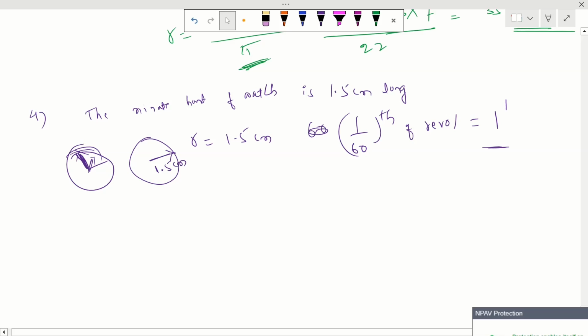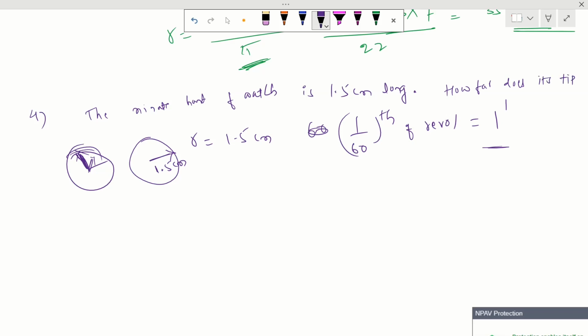Now the problem continues: how far does its tip move in 40 minutes? In 40 minutes, how far does its tip move? That means we have to find L.